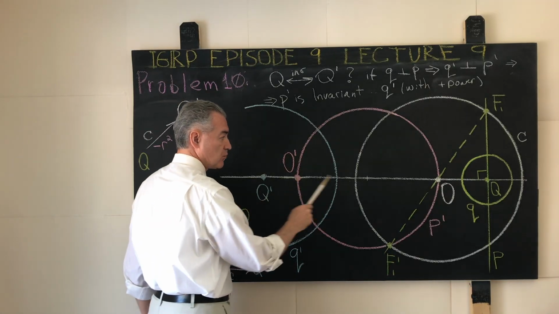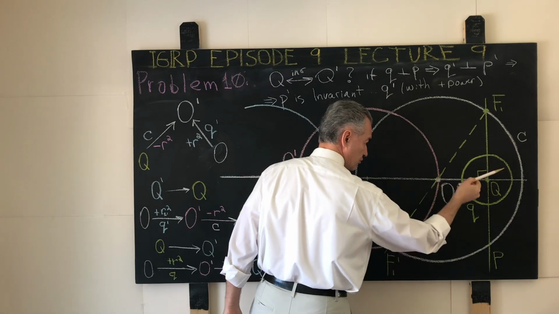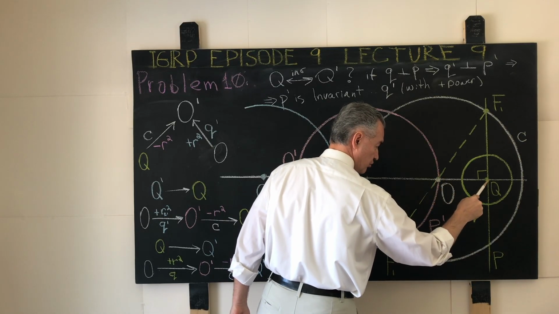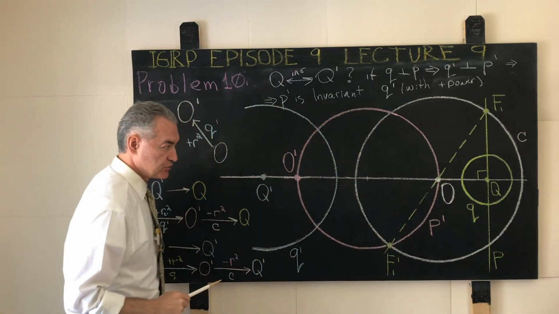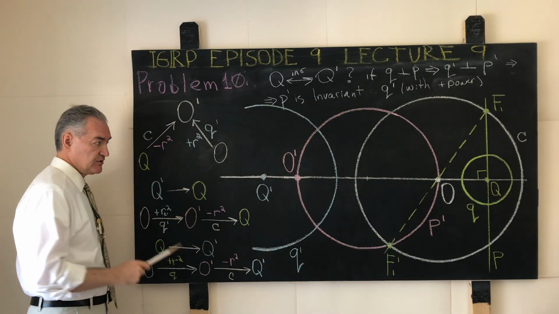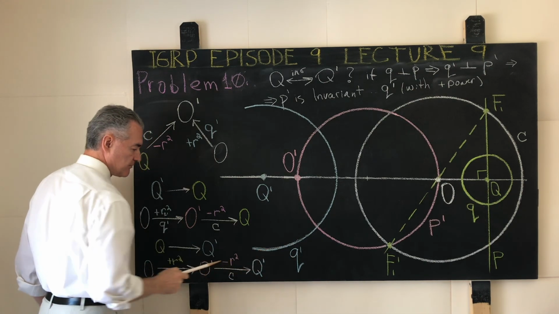See, the point O prime with respect to the circle C flies onto the opposite side of the center of inversion right here into the point Q, and that is the center of the circle lowercase q. That is the inverse image of the circle, blue circle, lowercase q prime.